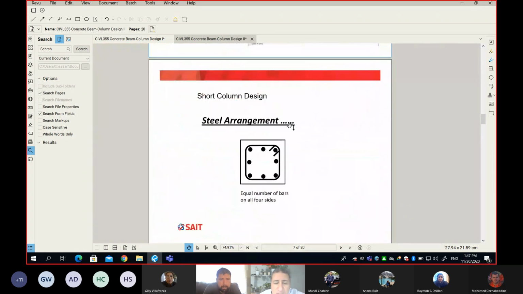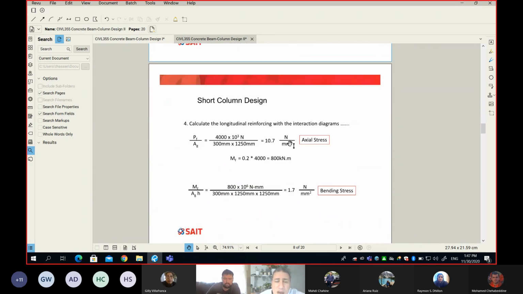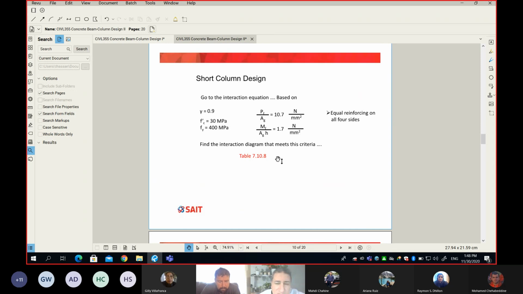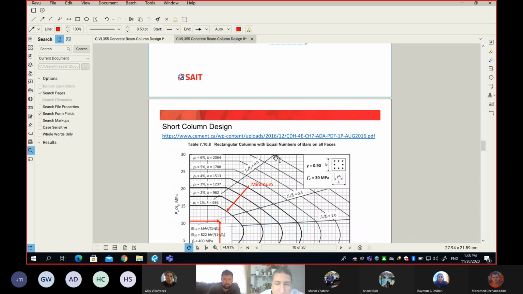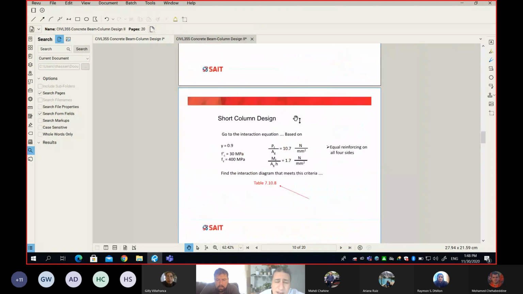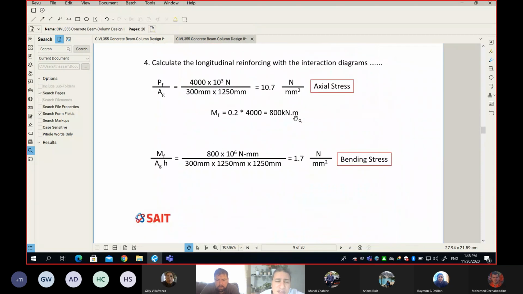Next, let's always assume that the rebar will be on all sides. And remember, F prime C is 30 MPa. Once you know that, I went through all the interaction diagrams, and this is the one I chose. Why? I'm going to show it, and then go back. Look at interaction diagram 7.10.8. The gamma is equal to 0.9, the F prime C is 30, the rebar is all around, and it's a square or rectangle, which means this is the one I'm going to use.